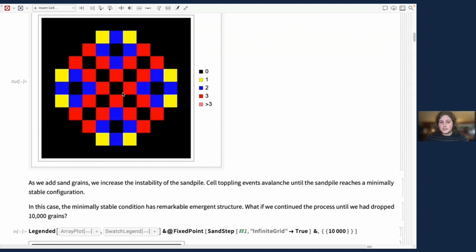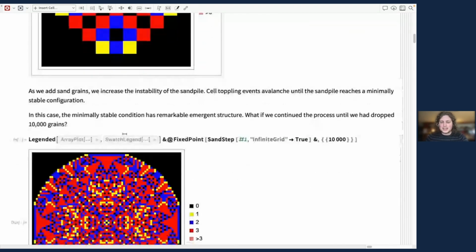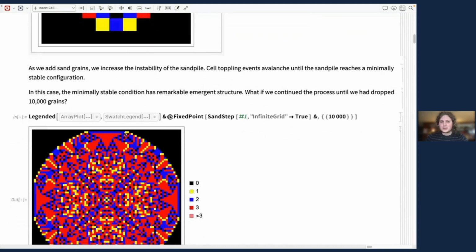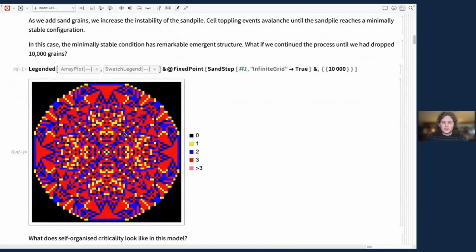It has multiple kinds of symmetry, and we can ask the question, well, what happens if we had dropped a much larger number of grains? What happens if we drop 10,000 grains? I'm not going to show you the animation in this case because it takes a bit more time and power to compute. But this is what you end up with. You get this. And so now you're probably noticing that this has a fractal structure. There's some self-similarity on top of the symmetries going on.